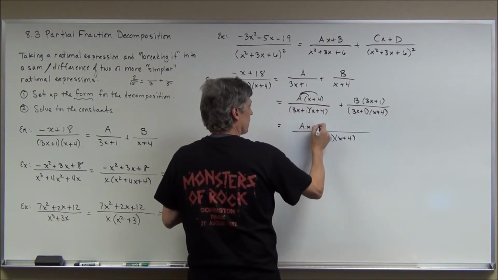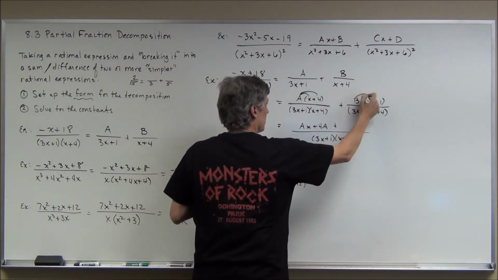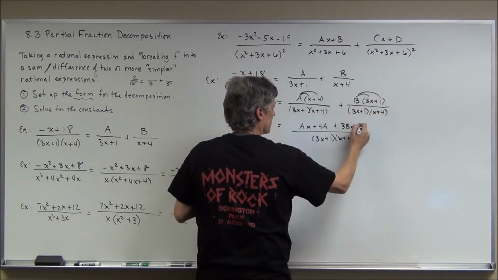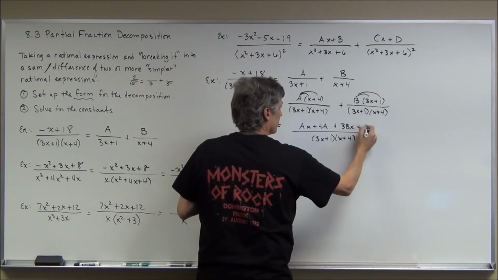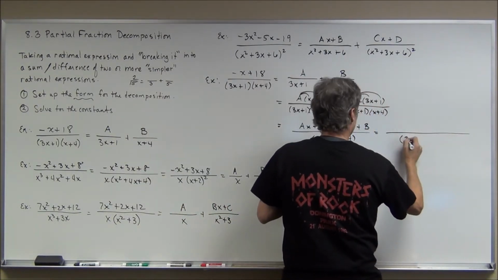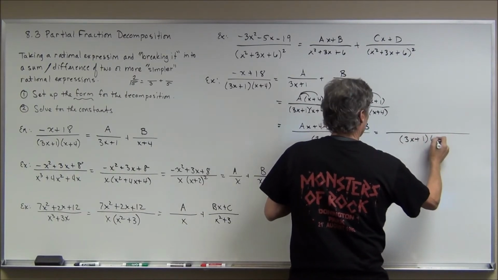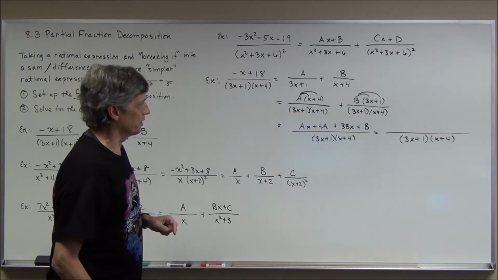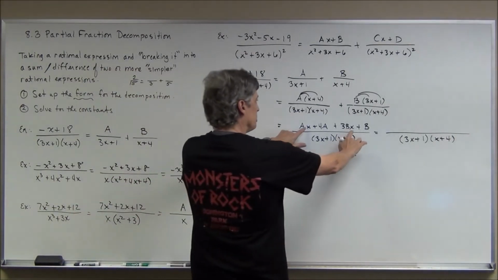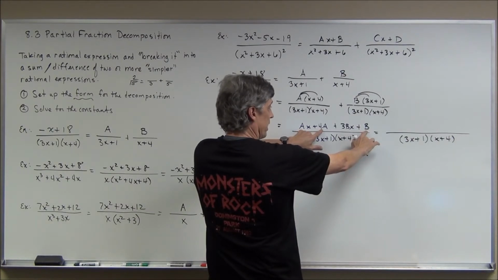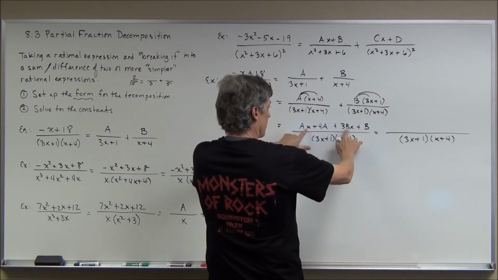So I have a little distributive I can do. That's ax plus 4a plus 3bx plus b. Now I'm going to go an extra step here. And after you do a few of these, you'll probably combine a couple of these steps. But do you see how these two terms have the x? They're like terms. These two terms don't have the x. They're like constants. So they're like terms.